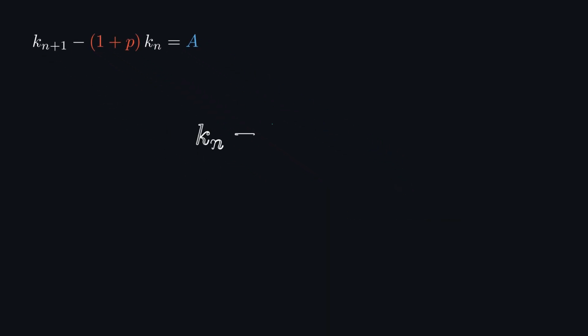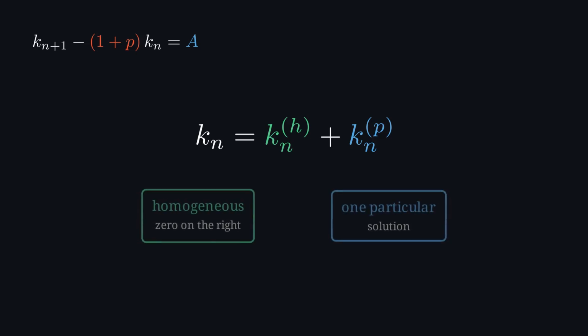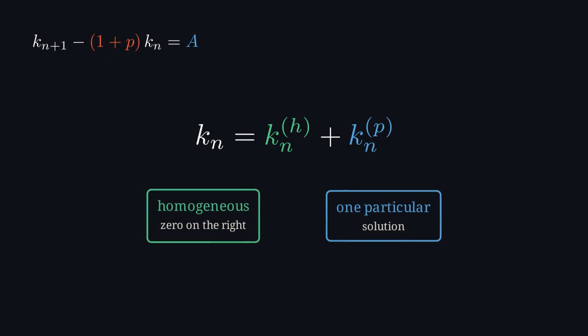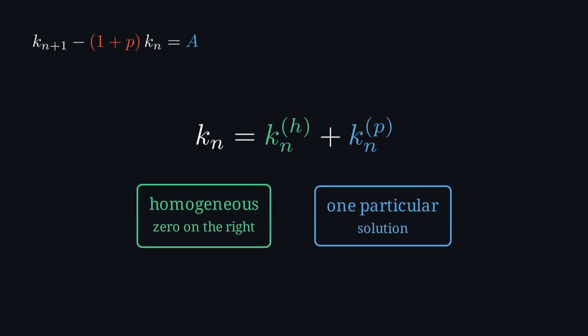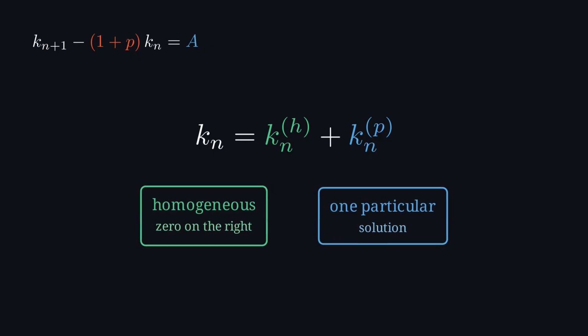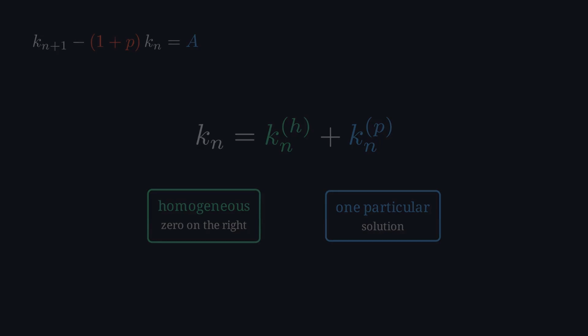Here's the strategy, and it's the same one that cracks linear differential equations. The full answer splits into two pieces. One solution of the homogeneous version, the equation with a 0 on the right, plus any one particular solution of the real thing. Homogeneous handles all the possible shapes. The particular one just nudges it up to the right level.